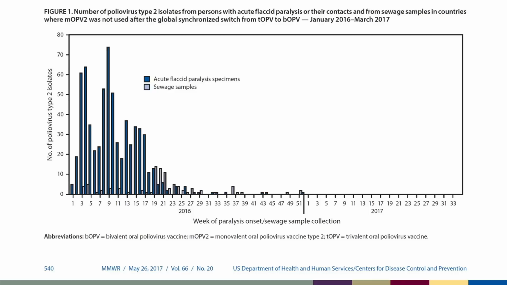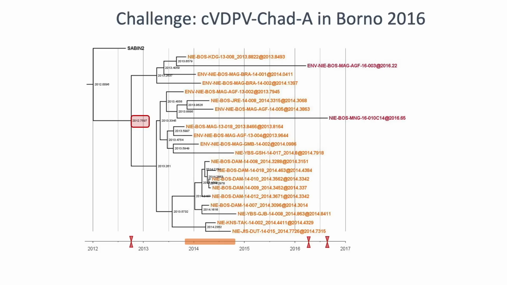was planned was happening. However, Borno had VDPV in 2016 that had been missed for a very long time. So this particular emergence was at the time called cVDPV Chad A, and it had moved over to Nigeria. So if you look at this tree on the left-hand side, the timeline is 2012 through 2017 here on the right. And these red represent Nigeria, Borno from environmental and from AFP here.